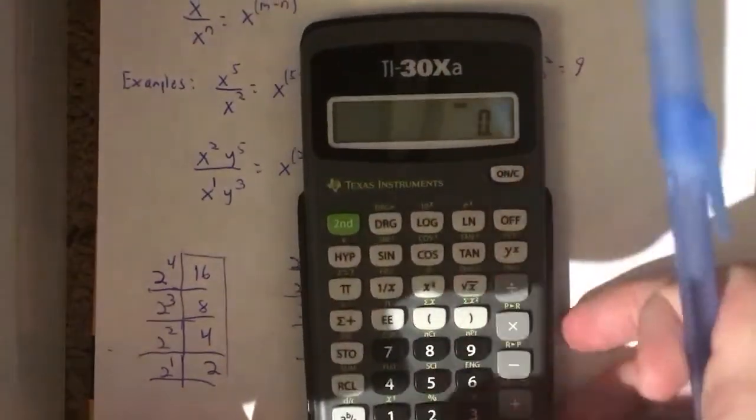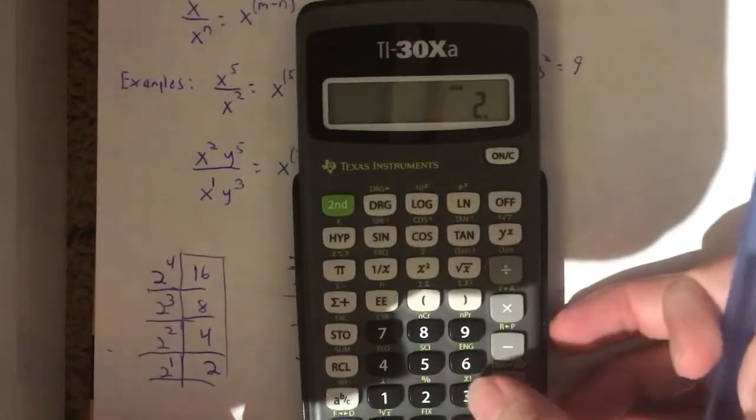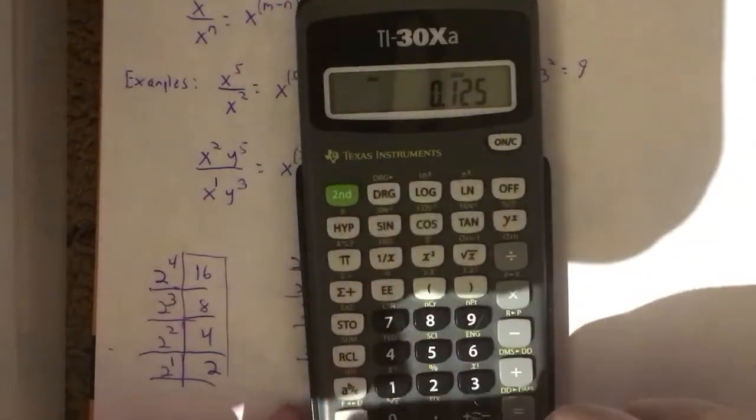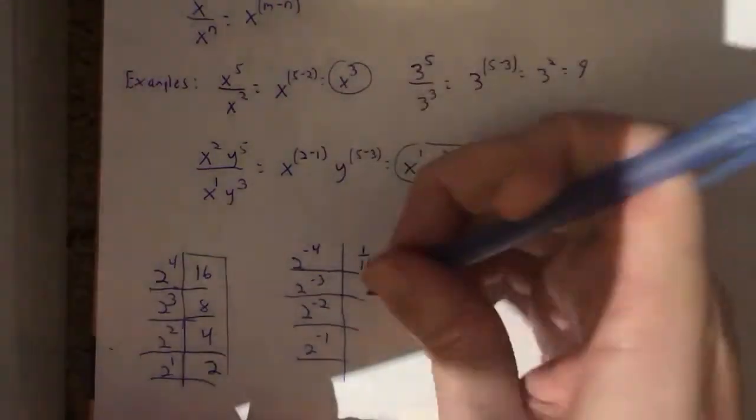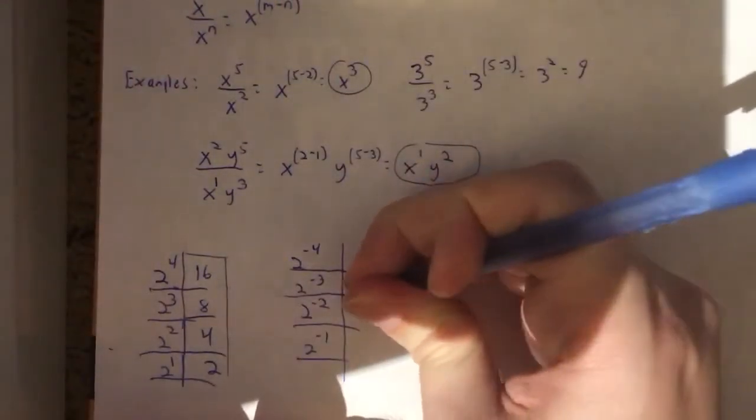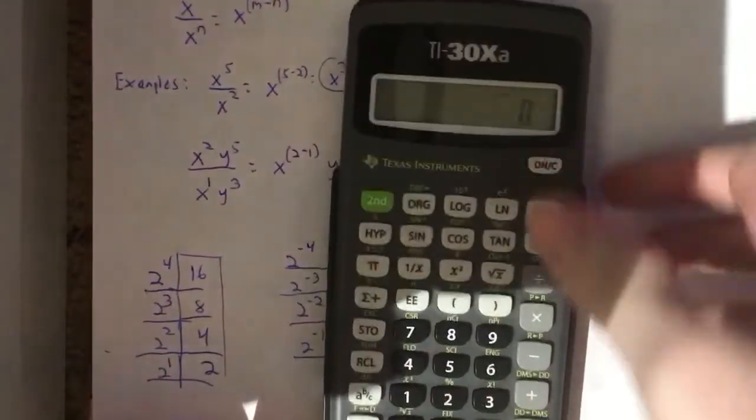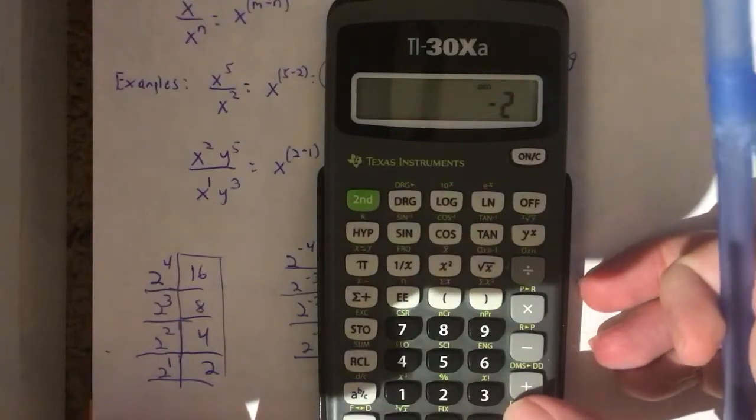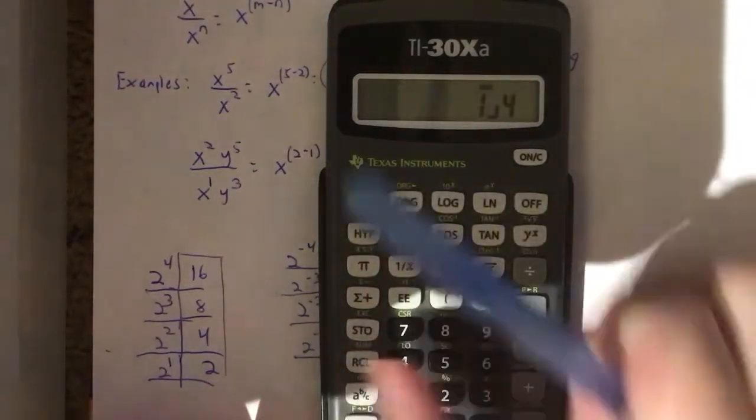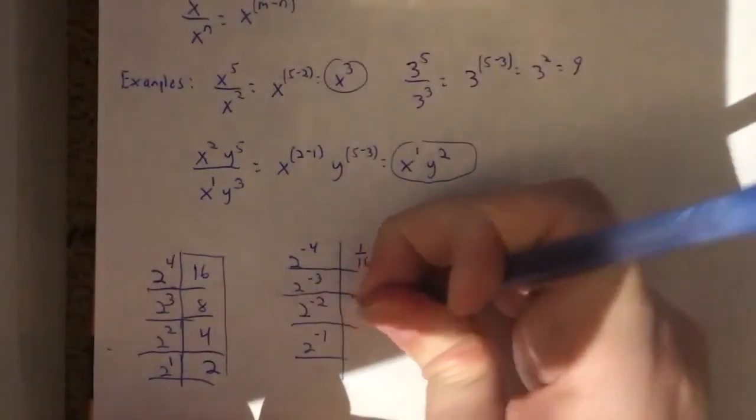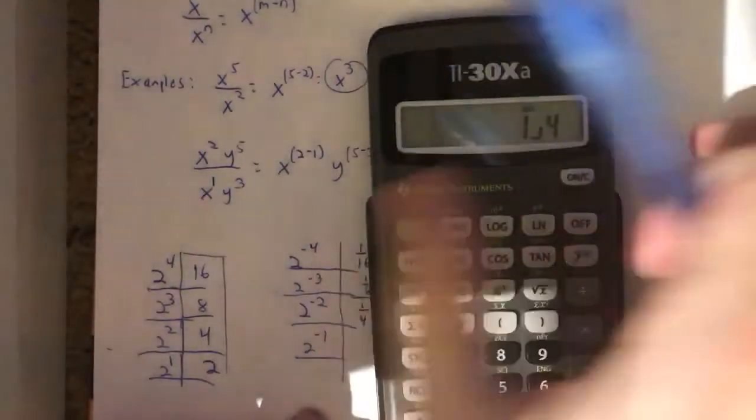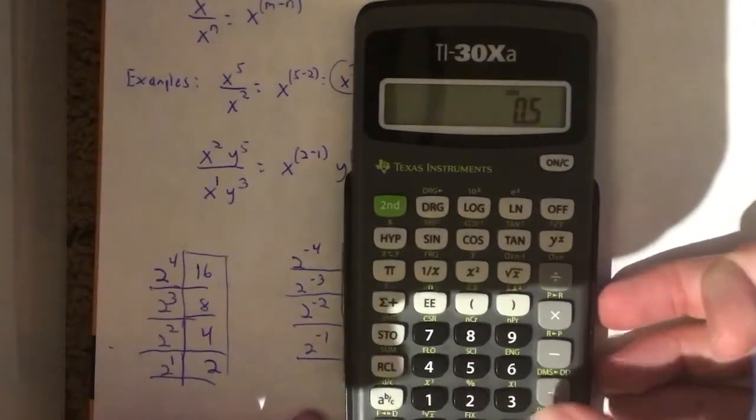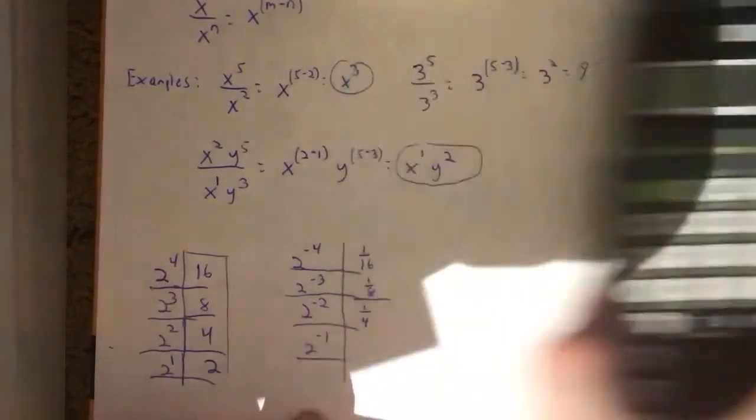Let's look at 2 to the negative 3. 2, y to the x, negative 3. That's 0.125. As a fraction, that's 1 over 8. 2 to the negative 2. 2, y to the x, 2, negative. I get 0.25, as a fraction, that's 1/4. And 2 to the negative 1. 2, y to the x, negative 1. That's 0.5, as a fraction, that's 1/2.